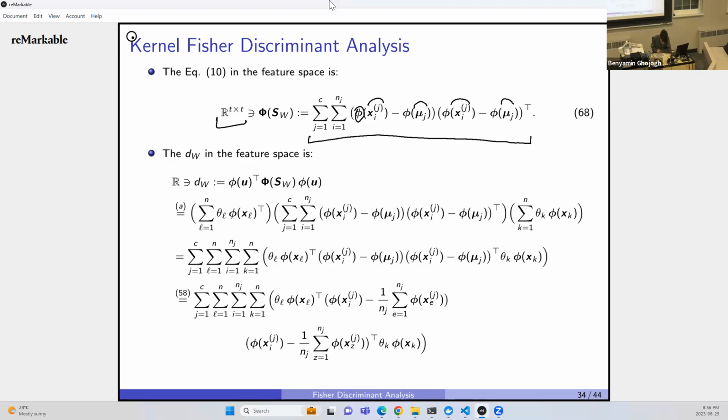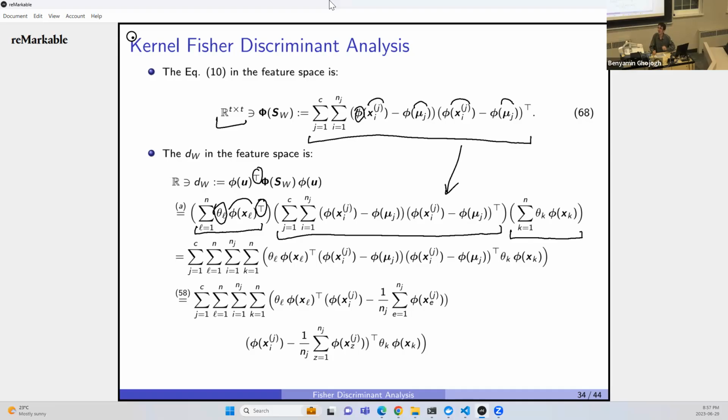So what happens? I'm replacing phi of u with its representation theory. We talked about it, so I'm replacing it with this. I know that theta_L is a scalar, so transpose doesn't do anything on it. This transpose doesn't do anything, so the transpose is only applied on this phi of x. This is phi of S_W as in equation 68. And this is exactly, again, phi of u according to the representation theory.